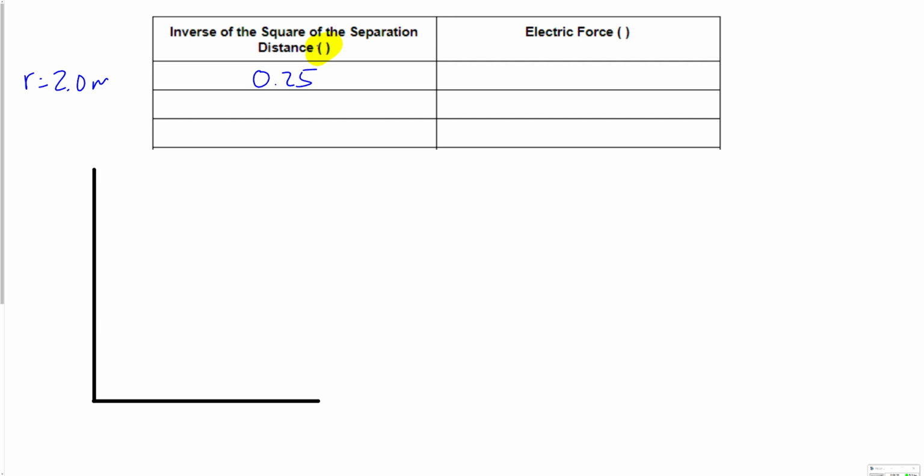All right, then we're going to plot a graph. The second graph that we're going to plot is force. Again, use words, not symbols. And the x-axis will not be R. It will be 1 over R squared.